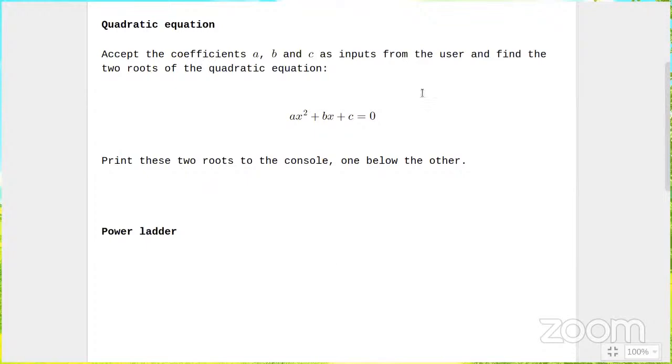I'm not getting the answers. Okay, let's say x minus 2 into x minus 3 will be what? You have 1 comma 5 comma 6 comma minus 5 comma 6. Your output should be one after the other. It should be 2 and 3, or it could be 3 and 2, right?